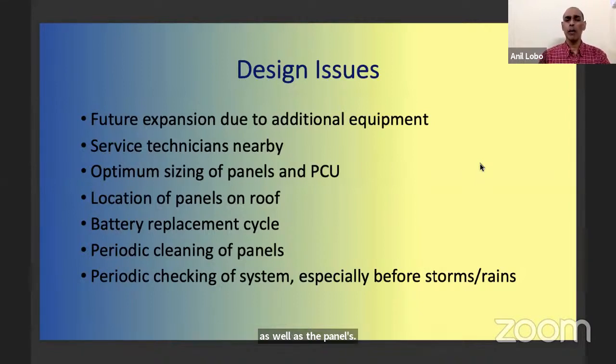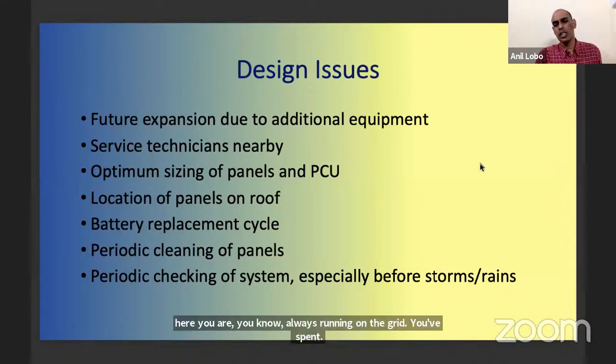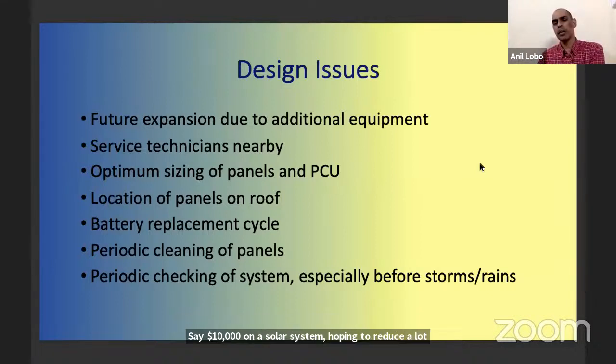The third thing is you need to look into optimizing the panels as well as the power conditioning unit. It's okay to over-design, but you're wasting money. That same money could be utilized for some other resources. And the worst thing that can happen is you under-design your power conditioning unit or the panels. And here you are, always running on the grid. You've spent, say, $10,000 on a solar system, hoping to reduce your electricity bill by $1,000. And lo and behold, at the end of the year, your electricity bill has not dropped by $1,000, but it's only dropped by $500. So you expected to recover your solar system cost in 10 years, and now it's going to take 20 years, which is not the most effective way of doing your calculations for installing a solar system.